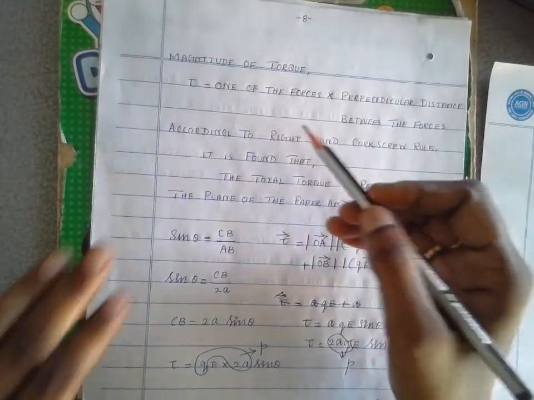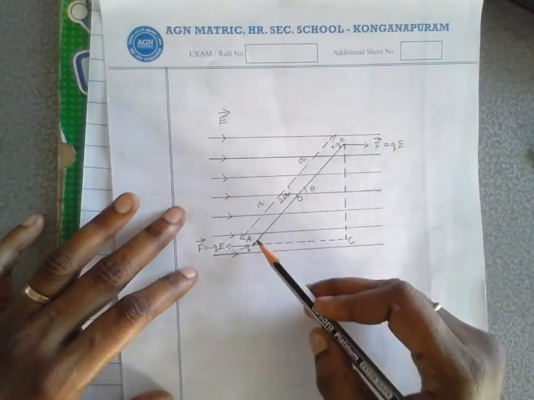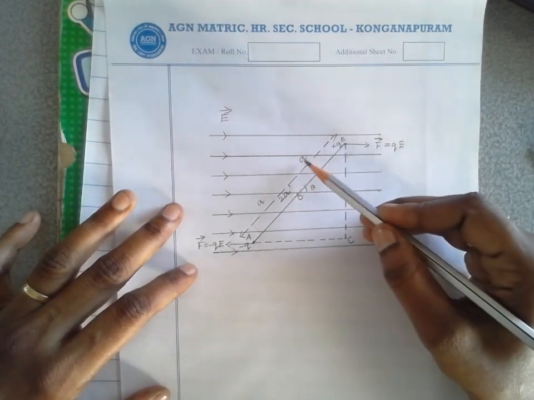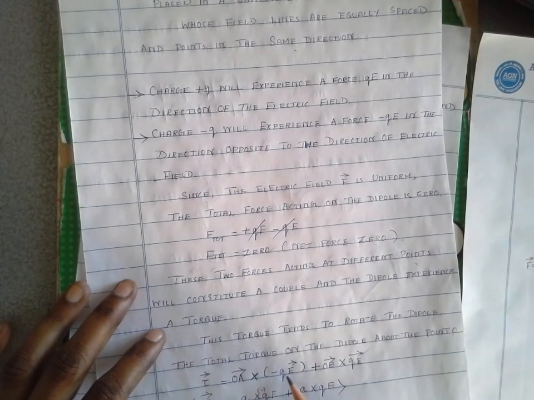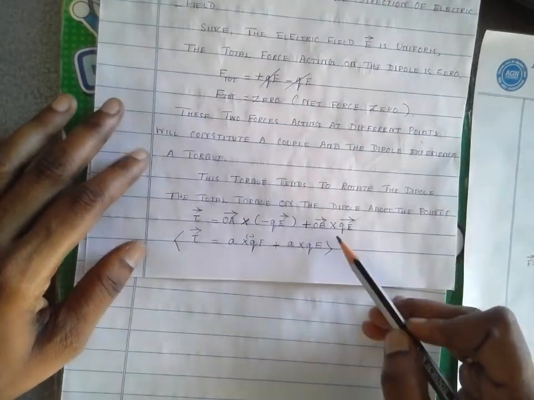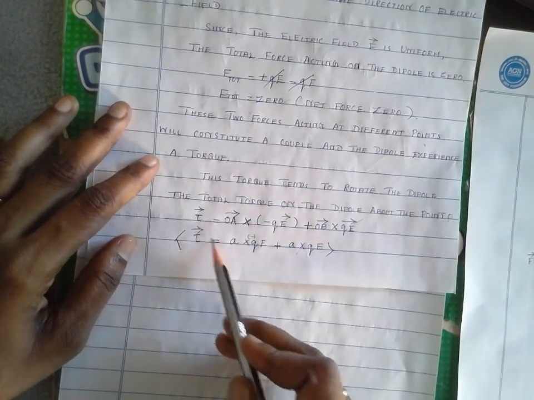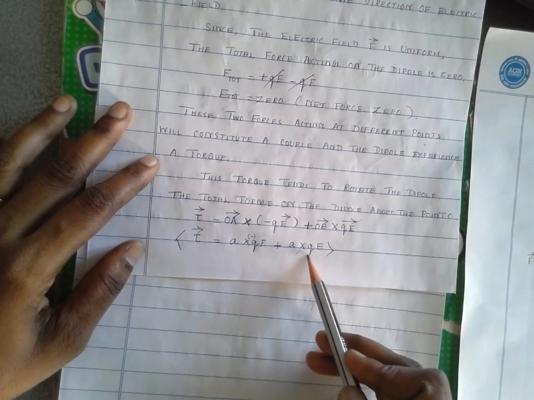Therefore, tau vector is equal to OA vector, which is equivalent to small a. At the same time, OB is equivalent to small a. Now I am going to apply the distance a and force minus QE due to the negative charge, and force plus QE, and OB is equal to a. That means tau vector is equal to a cross minus QE plus a cross plus QE.